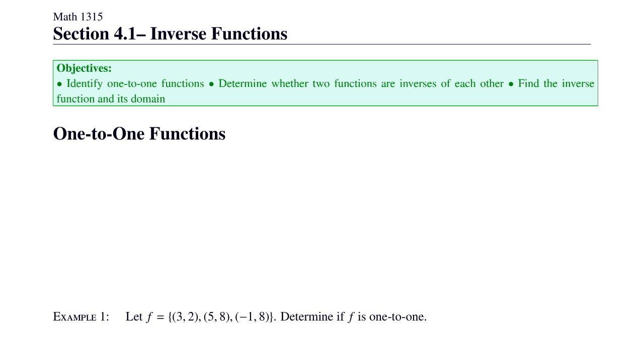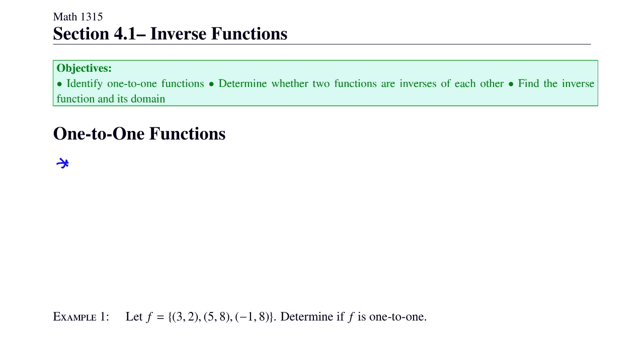In section 4.1, we look at inverse functions. In particular, we identify one-to-one functions, determine whether two functions are inverses of each other, and then find the inverse function and its domain. So to start with inverse functions, we first must understand the concept of a one-to-one function.